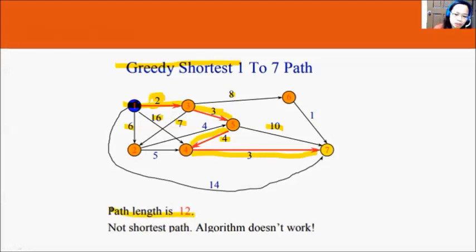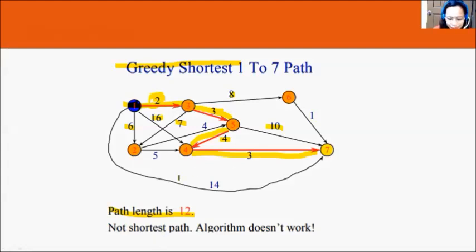So if you compare with the previous results from the shortest path algorithm, if you remember, we have 14, we have 11, and we have 12. So using the greedy algorithm here, 12 is not the least value compared to 14 and 11. Since 12 is not the shortest path, the algorithm doesn't work here. Meaning to say, the greedy algorithm did not work in the shortest path. Okay? You understand, class?